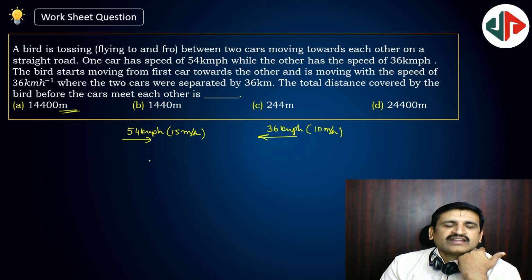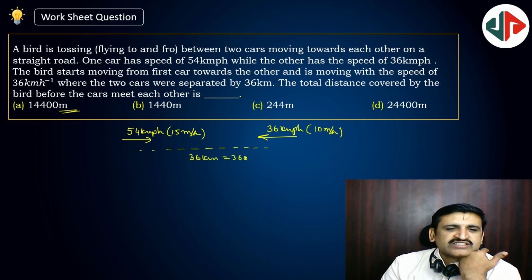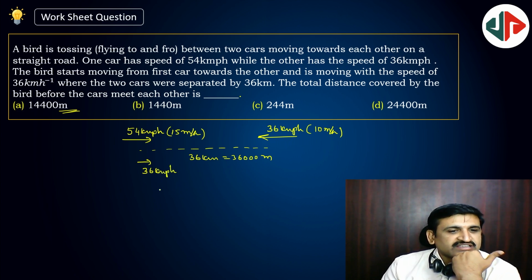And the distance between these two is given as how much? 36 kilometers, nothing but 36,000 meters. And the bird speed is 36 kmph.